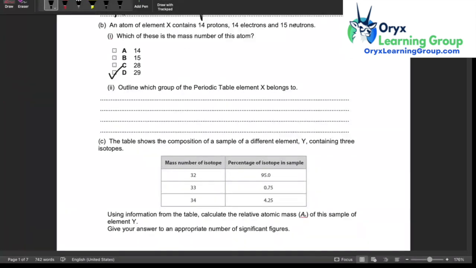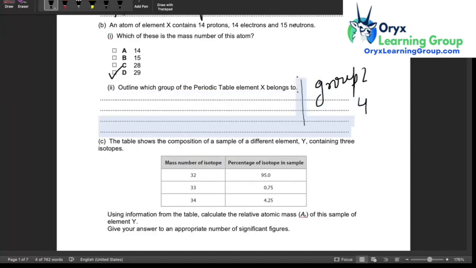Then outline which group of the periodic table element X belongs to. Which group will it be? Group 2. Isn't it group 4? Okay, let me make a note. So you have somebody saying group 2, then group 4. Okay, what else?